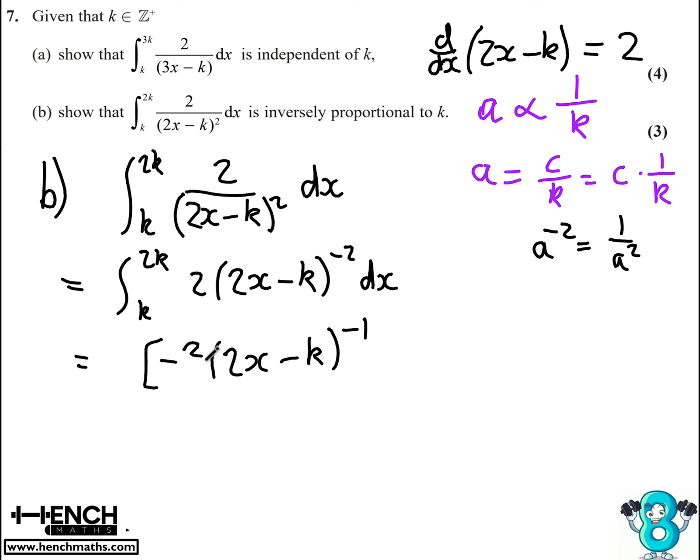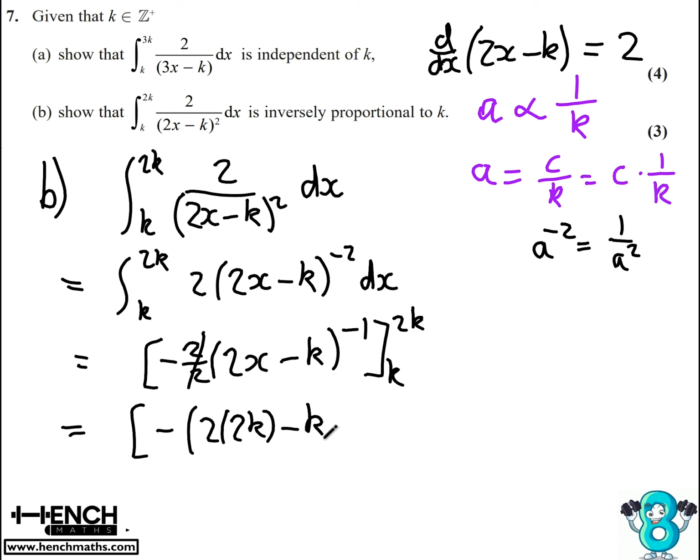So we have negative 2 over 2, and these are going to cancel out, and our limits will stay the same. So let's put our limits in. I'm going to use big square brackets. We've got negative, and then we've got 2 multiplied by 2k, subtract k, all to the power of negative 1. And then we're going to subtract, so negative, 2 times k, subtract k, and that's all to the power of negative 1.